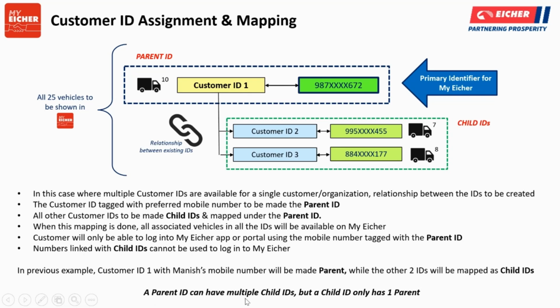So a parent ID can have multiple child IDs, but a child ID only has one parent. So now you've understood how a customer ID gets assigned and how it is mapped into such a relationship so as for the customer to see all of his vehicles together. This mapping is to be done for adding or removing any vehicles or merging multiple accounts on My Eicher.